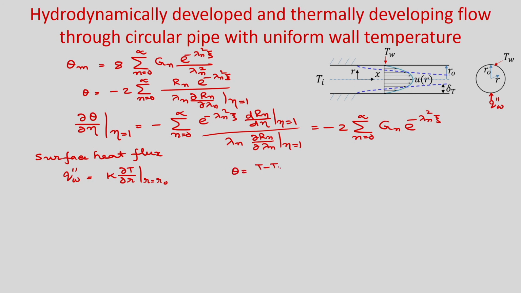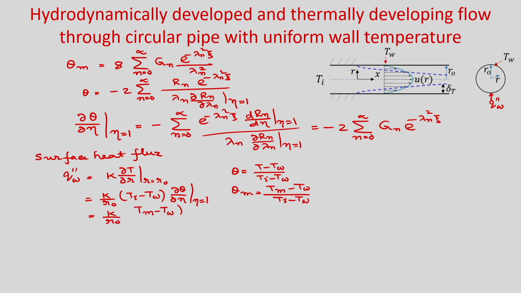So, you can see that in terms of theta, if you write T minus T w, T I minus T w, and theta m is your T m minus T w divided by T I minus T w. So, this you can see that it will be k by r naught T I minus T w into del theta by del eta at eta is equal to 1. And in terms of mean temperature, now if you write, it will be k by r naught T m minus T w divided by theta m into del theta by del eta at eta is equal to 1. Okay.